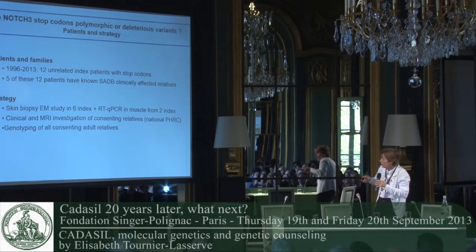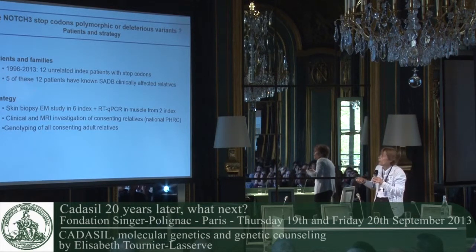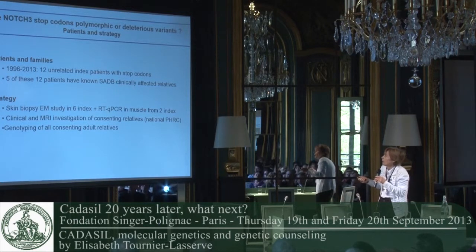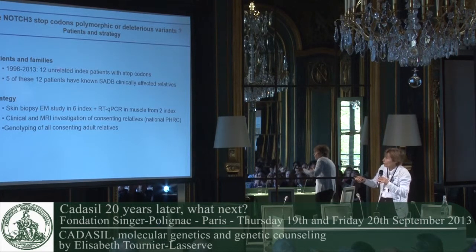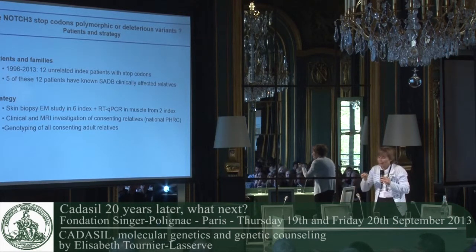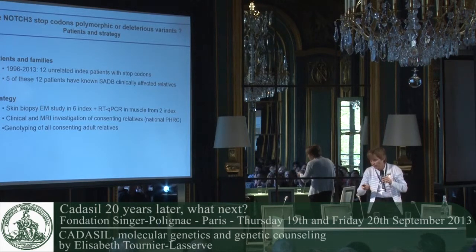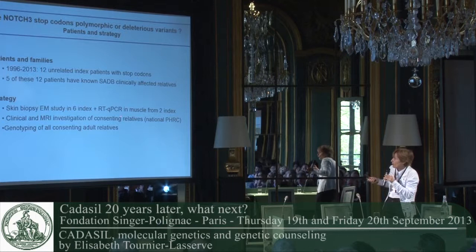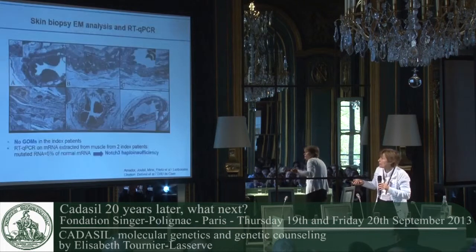On the whole period, because these are very rare, we have in fact 12 unrelated patients with a stop codon, and in 5 of them, for the moment, it's not at all finished, we have known clinically affected relatives. So the strategy was to perform skin biopsy in 6 index patients, we have not finished for the 12, and quantify the messenger RNA. This has been done for 2 index patients, but in muscle, and as muscle is a little bit invasive, we now know that we can quantify it using fibroblasts, which would be easier. Then clinical and MRI investigation of consenting relatives, in which many people have been involved, particularly Maria Delmar and Dominique Hervé at the neurology department, and genotyping of all consenting relatives.